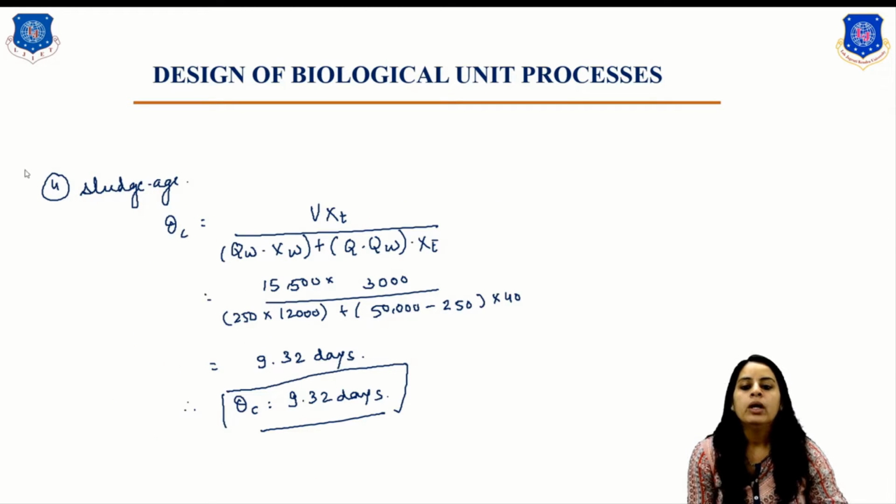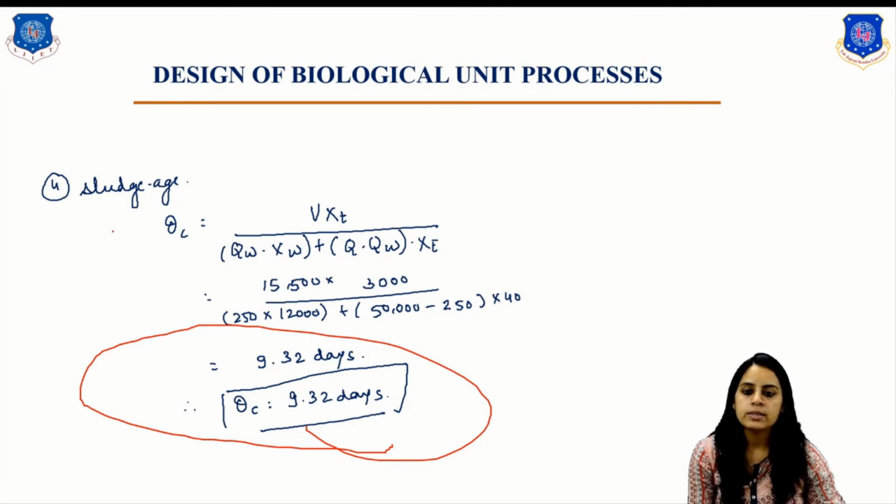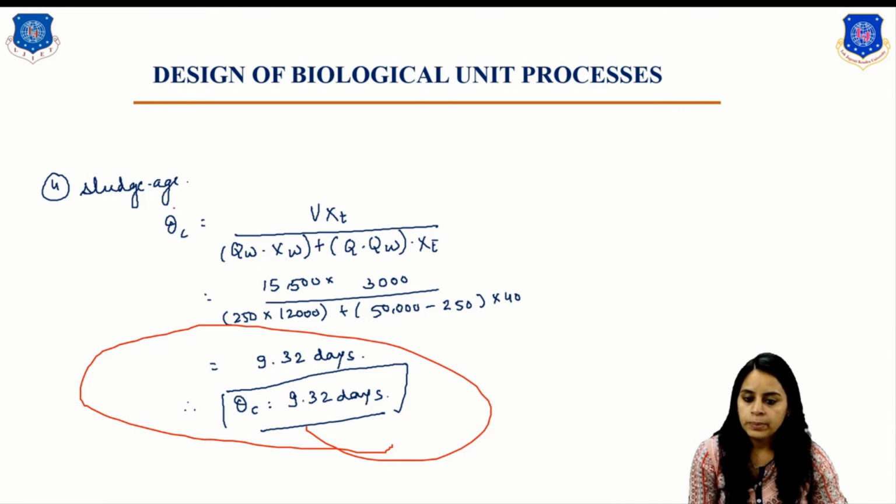Now the sludge age, theta C, is equal to V into XT divided by QW into XW plus Q into XE. Putting the values into the equation, we get theta C as 9.32 days. So this is the whole design of the activated sludge plant.